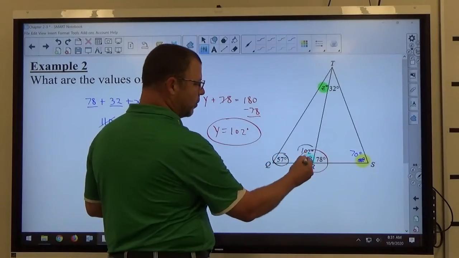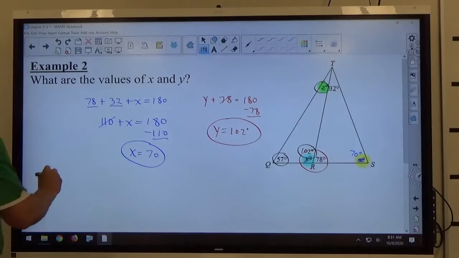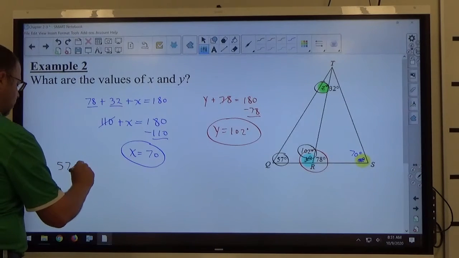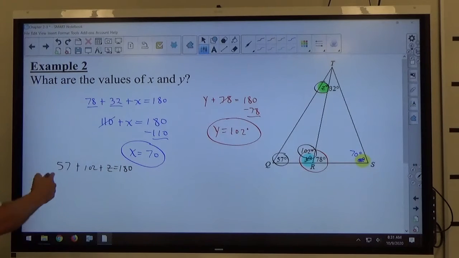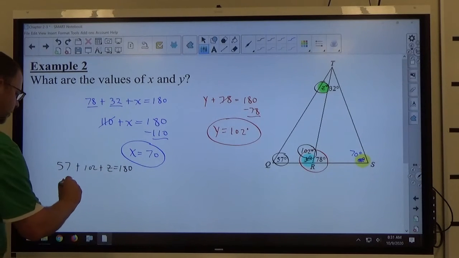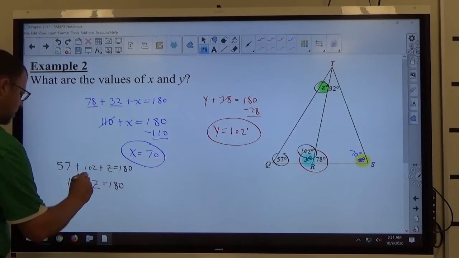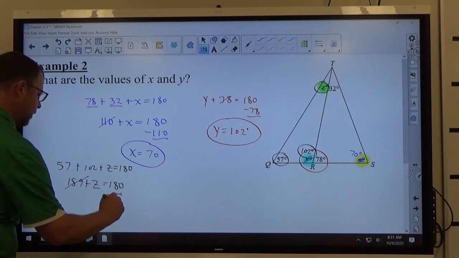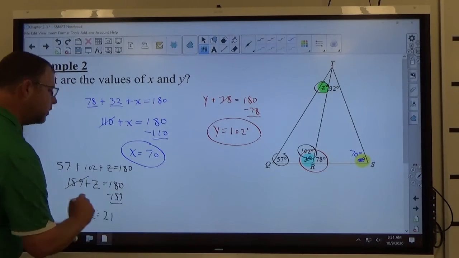57. So 57 plus 102 plus z, those three are in a triangle, right? So we could say 57 plus 102 plus z is equal to 180. 57 and 102 makes 159. If I chop 159 and subtract, I get z is equal to 21 degrees.